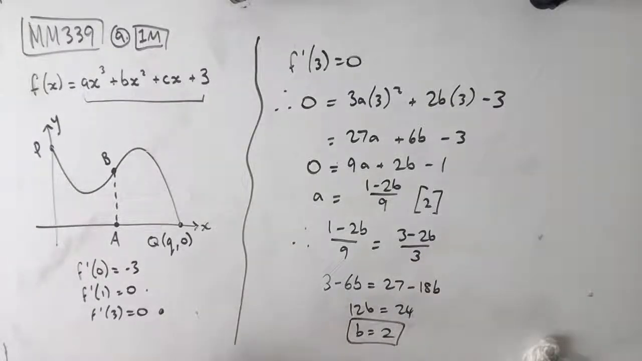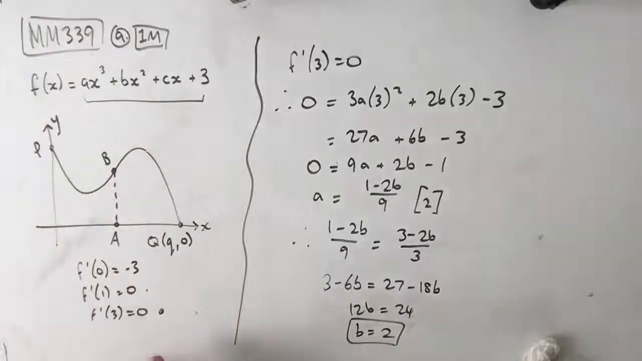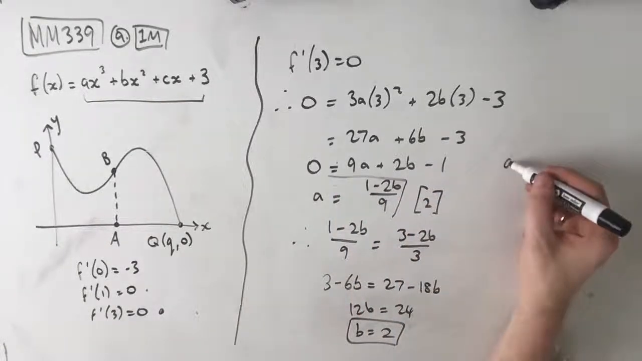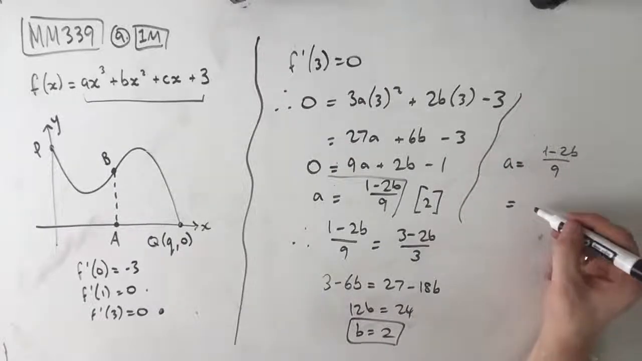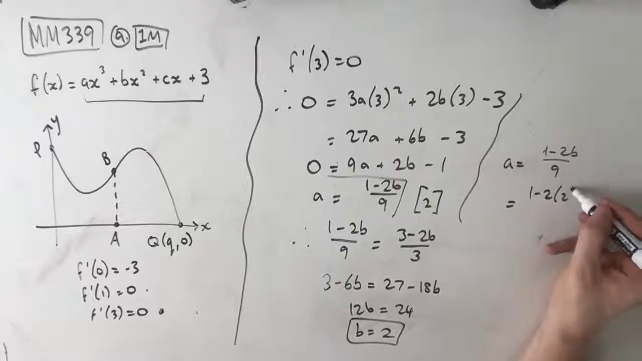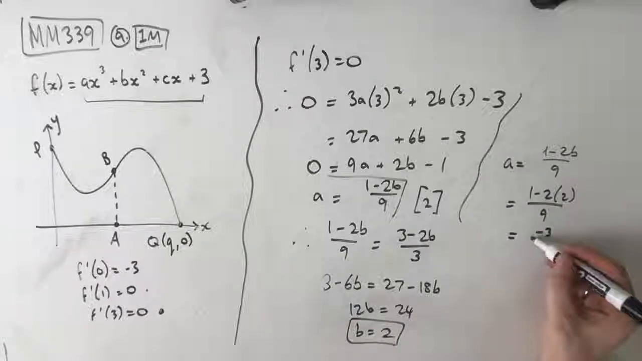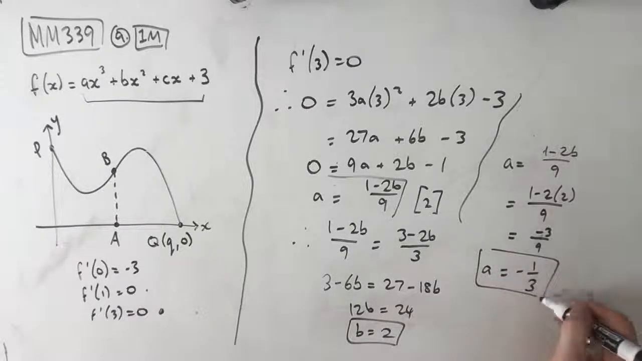So we've found that c equals negative 3, we found that b equals 2, and now we want to find a. So a is, we know, equal to one of these ones, so I'm just going to take this for example. So a equals 1 take 2b over 9, so 1 take 2 outside of 2 over 9, which is 1 take 4, which is negative 3 over 9, which is negative 1 over 3, as required.